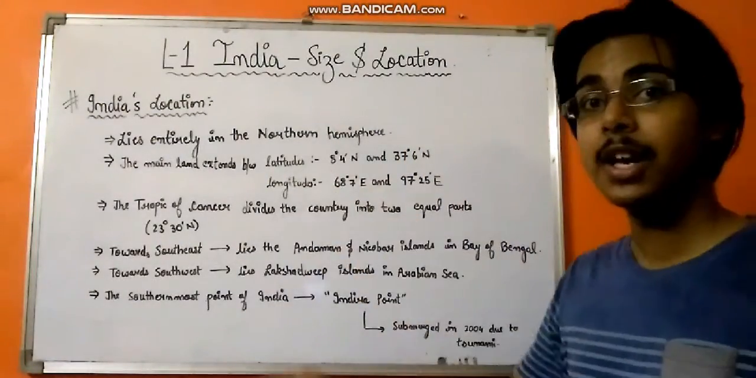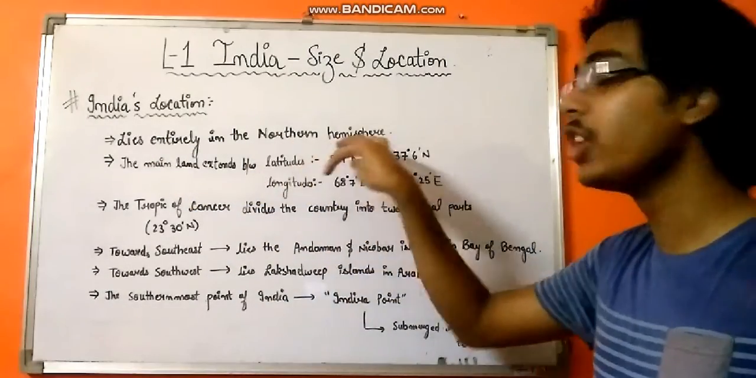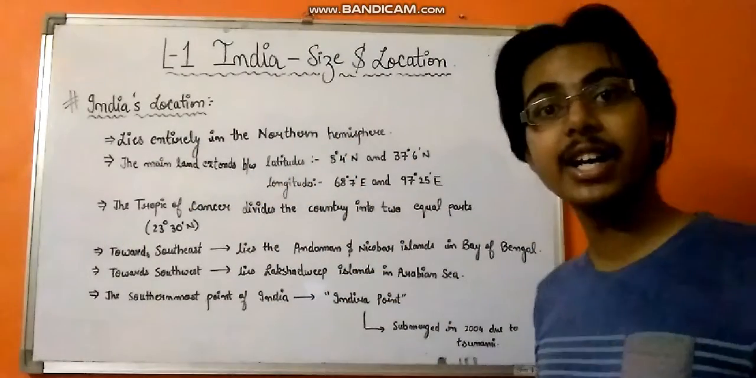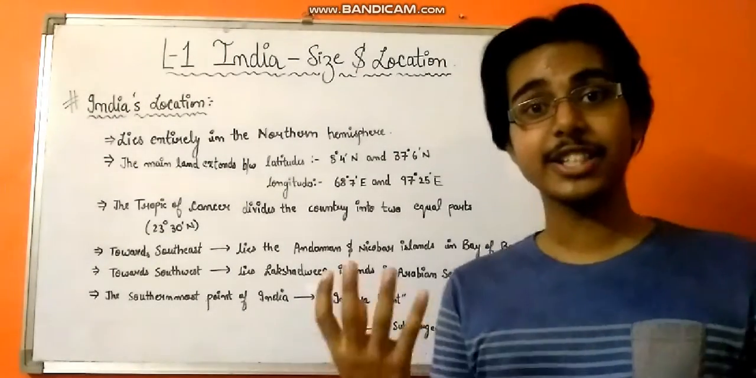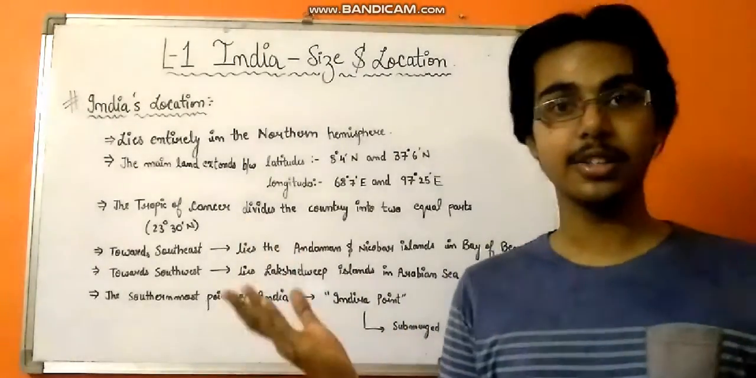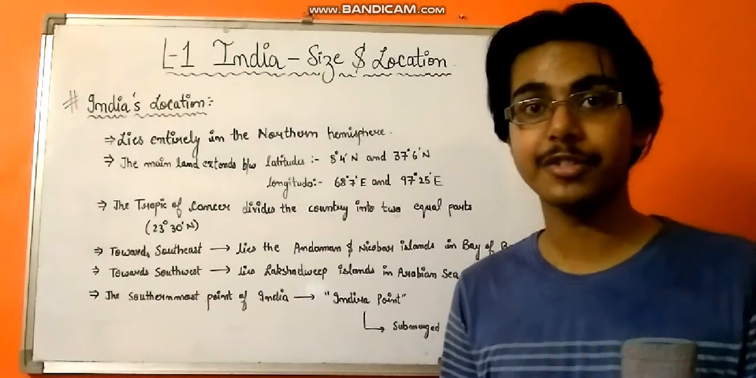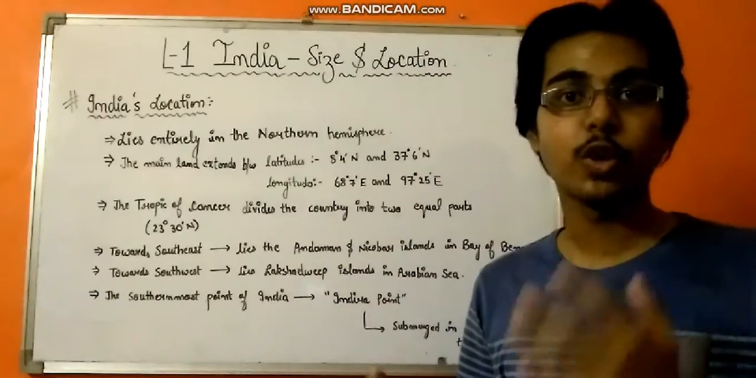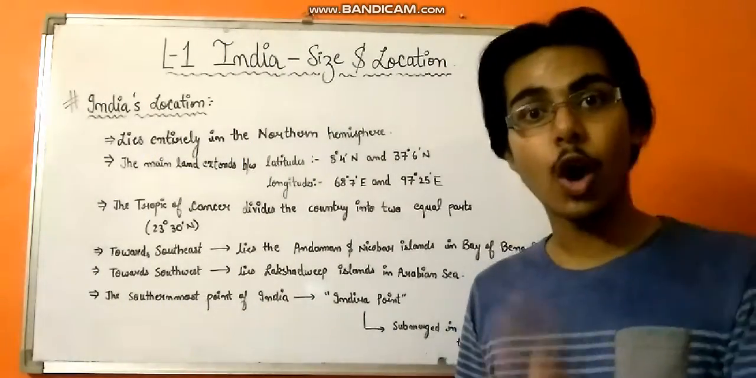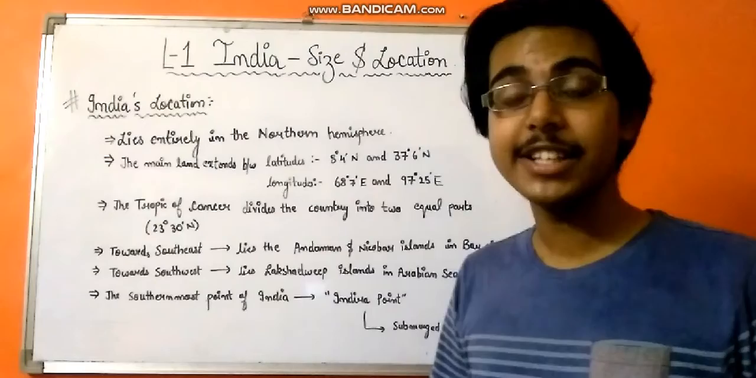So let's start. See, India lies entirely in the northern hemisphere. So we as a country lie in the northern hemisphere. Now what is this hemisphere? You know that Earth is a sphere. So if you divide the sphere into half, you get 2 half spheres. Each of the half spheres is known as a hemisphere. So we as a country lie in the northern hemisphere.